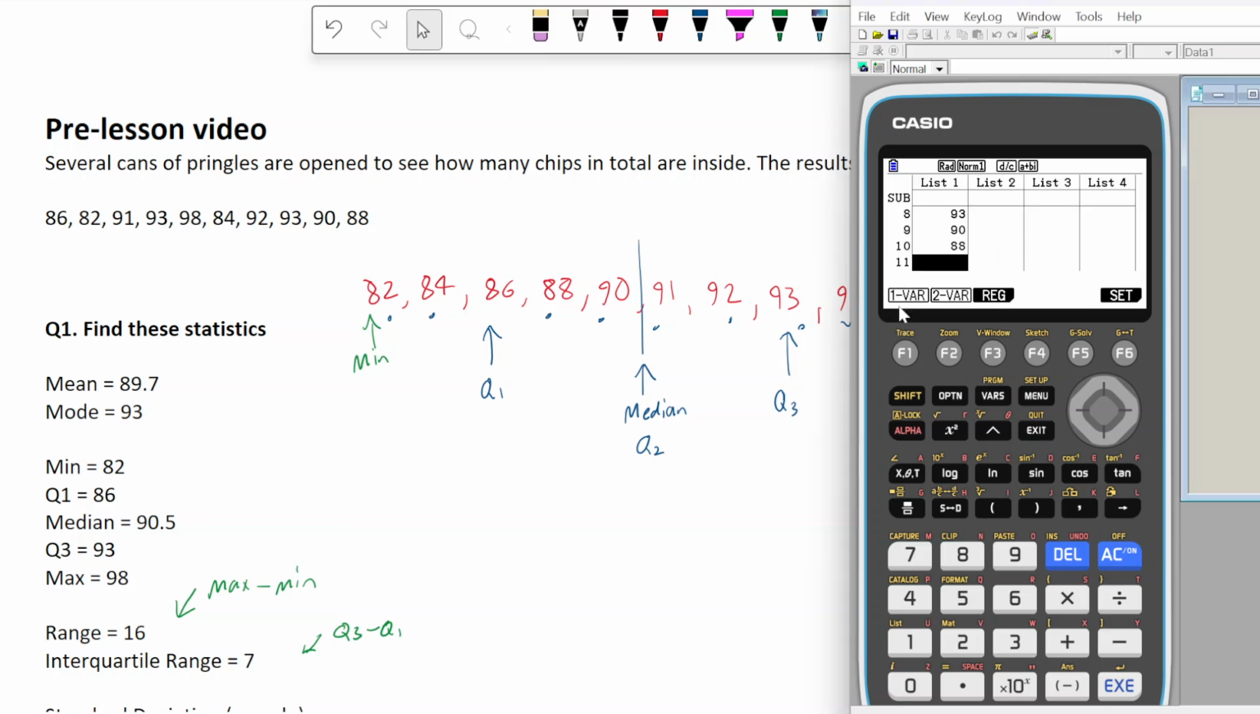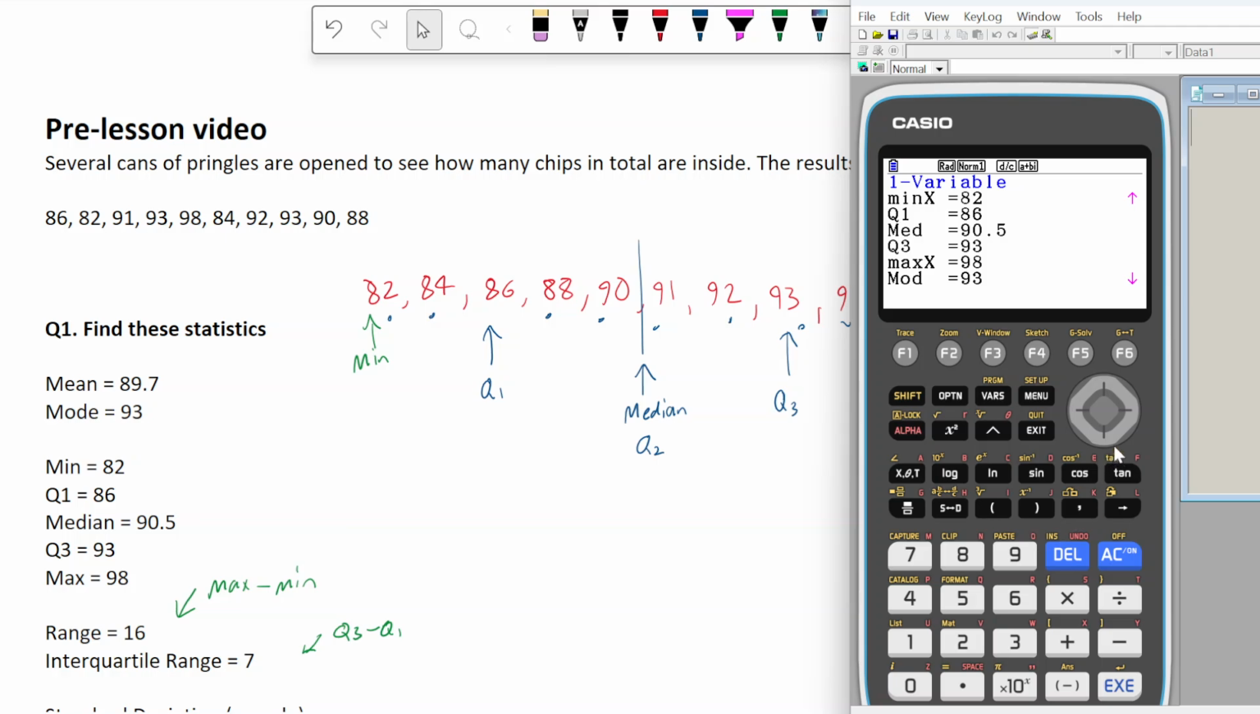Hit exit and then just hit 1 var on the calculator, and that should give you all these. So a few things, X bar is just the mean, so X with the bar over the top. So that's the 89.7 number that we got there. Don't worry too much about all this stuff here. If we scroll down, we'll see those numbers we got before, 82, 86, 90.5, 93, and 98.